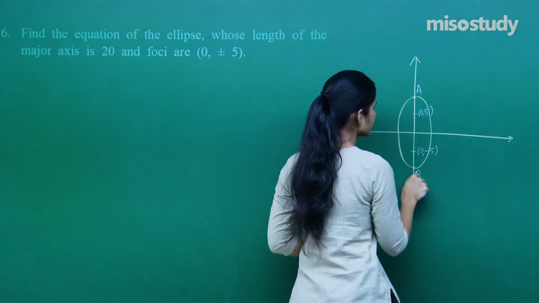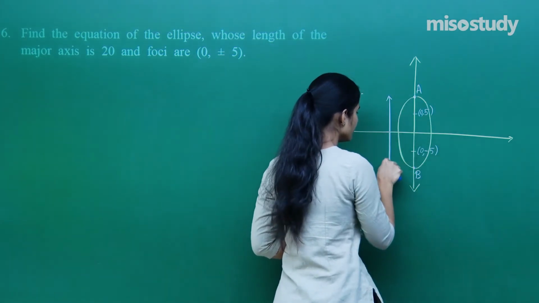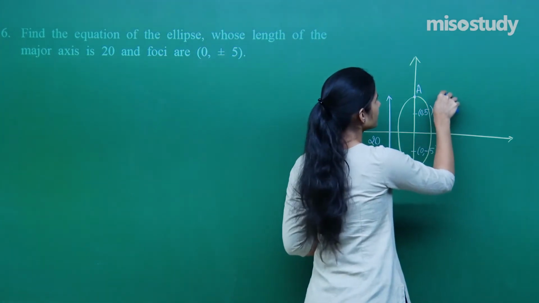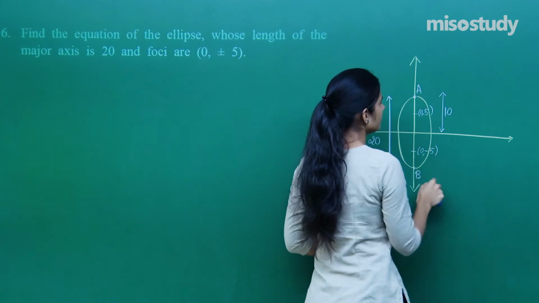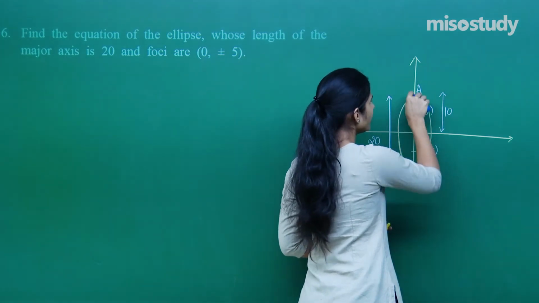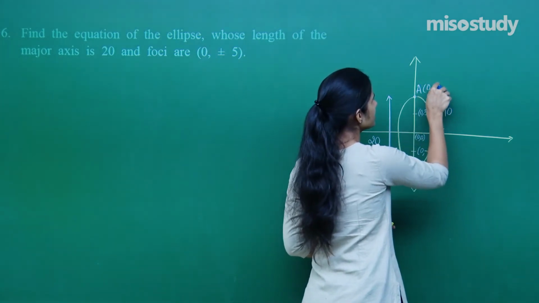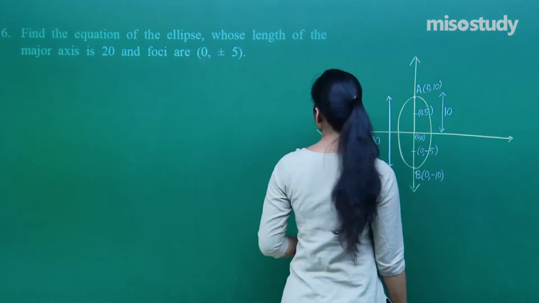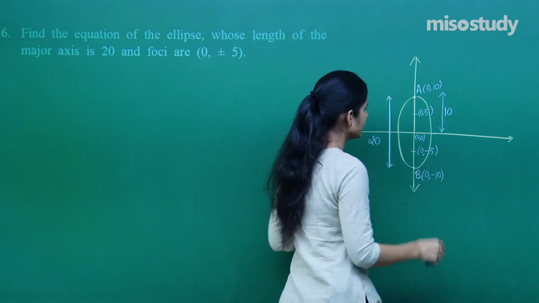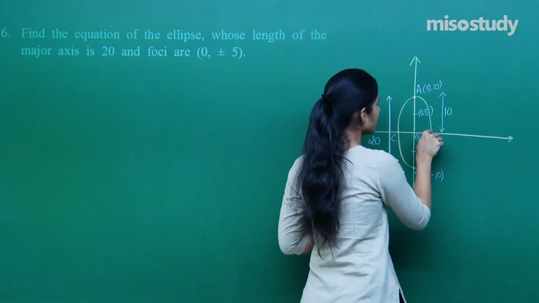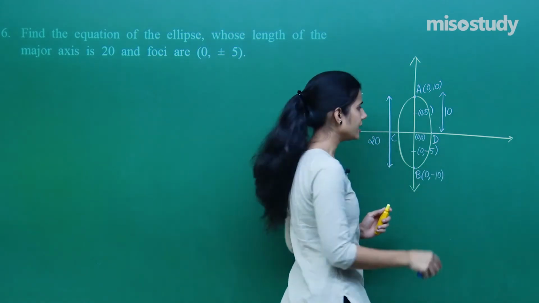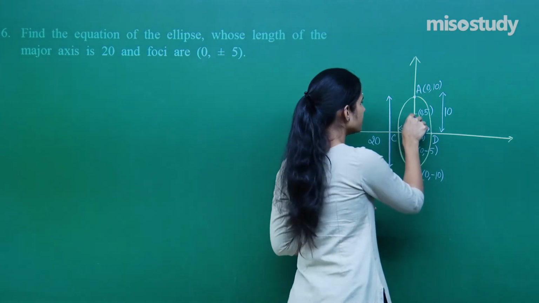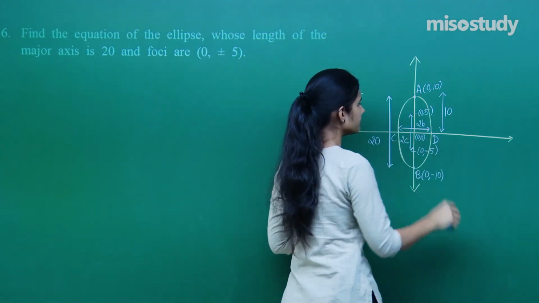AB is my major axis, length of AB is given to be 20. If the length of the major axis is 20, that means the length of the semi-major axis is 10. From the origin to point A it is 10, so the coordinates here are (0, 10) and here (0, minus 10). Nothing else is given. CD is my minor axis and the length of CD is 2b. And the distance between the two foci is 2c.